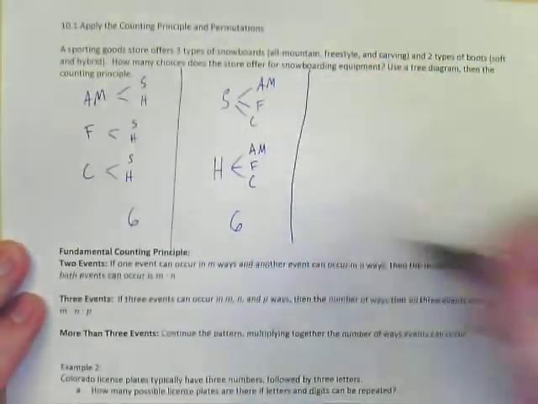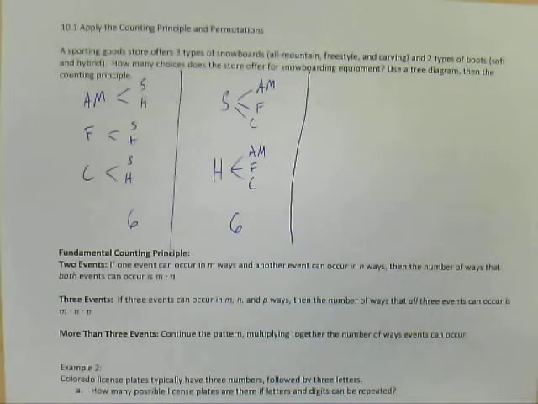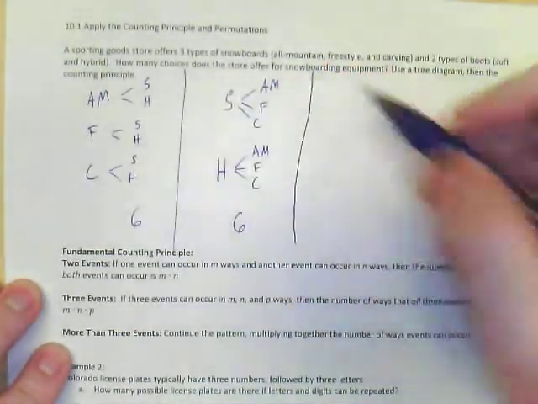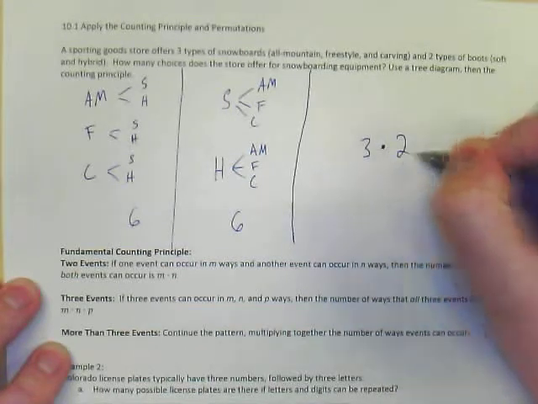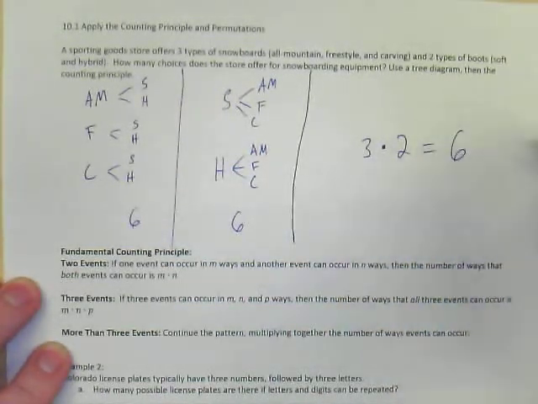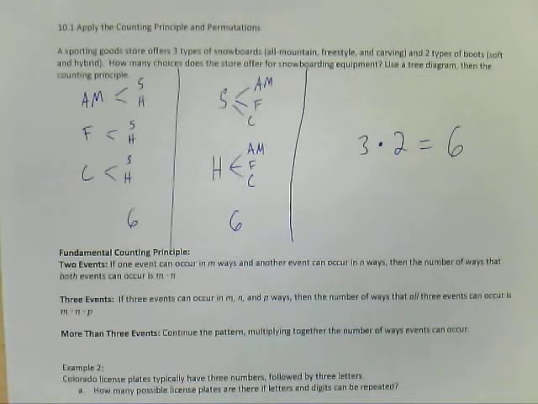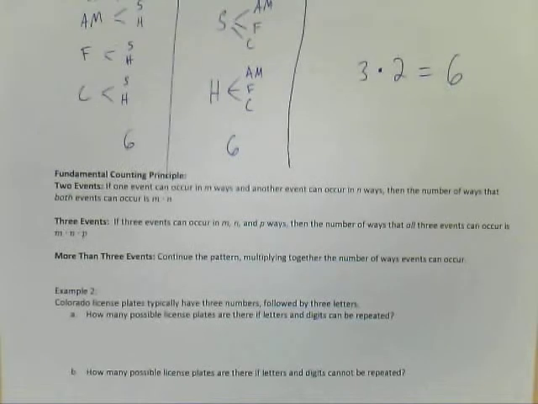So the counting principle tells us that if we have one event that can occur in some number of ways and another event that can occur in some number of ways, if we want to find all the possibilities for that, we just multiply them together. So there's 3 types of snowboard, 2 types of boot. If we multiply those together, we'll get the total number of ways that we can have all of those combinations. If we have 3 events, we just multiply all 3 of them together. More than 3 events, again, just multiply all of those together to get the total possible ways.